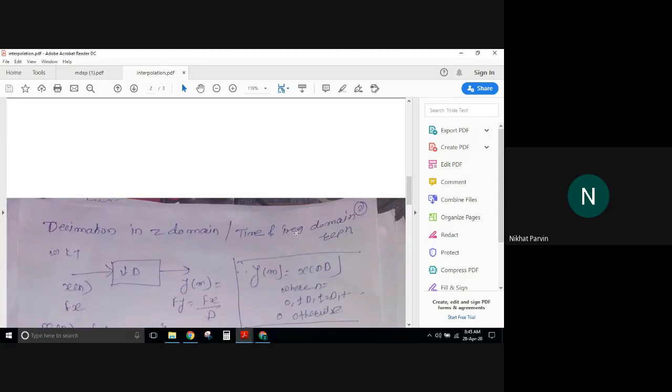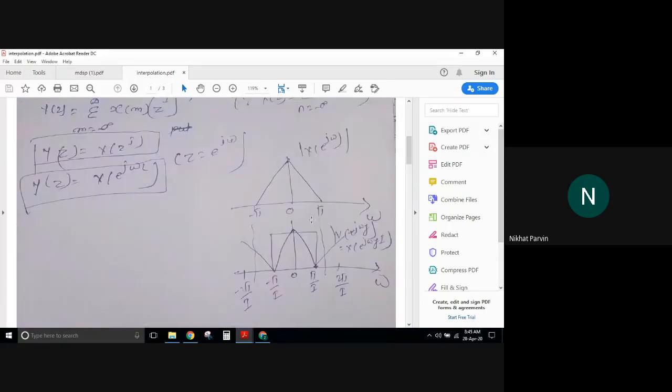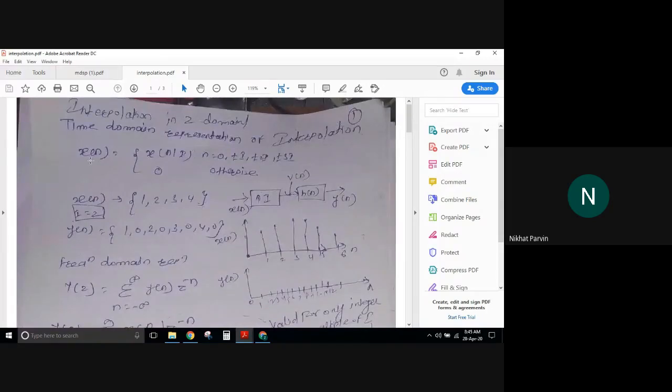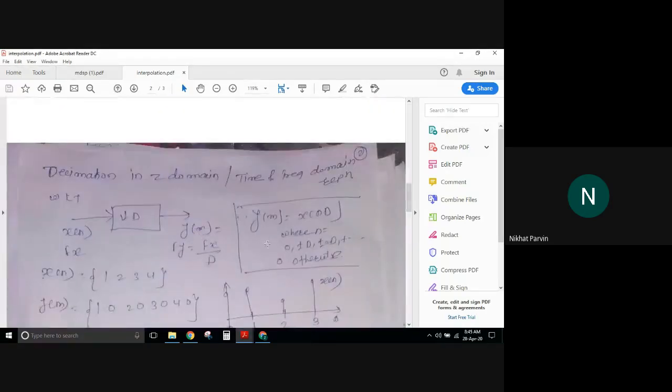Now the same thing you have to do in the decimation. Decimation in Z domain, nothing but time and frequency domain representation. Like how you have said over here x of n equals to x of n by I, when n values vary from 0, plus or minus I, plus or minus 2I, plus or minus 3I and so on. Same way in case of decimation, you have the equation like this, one has to remember this.